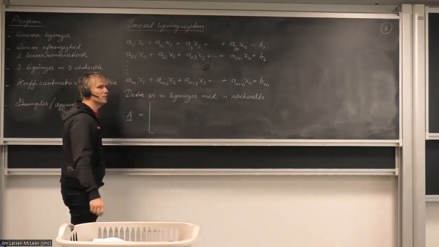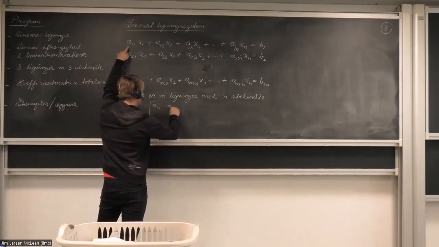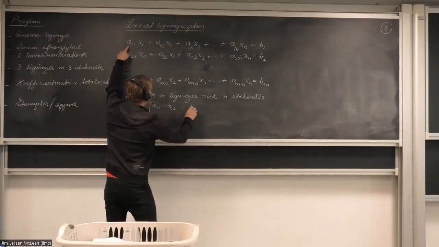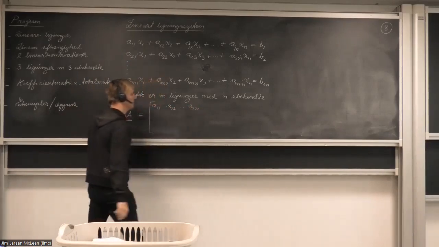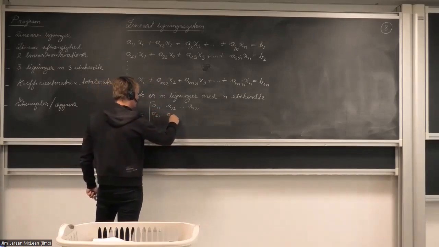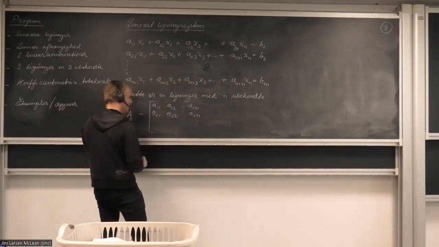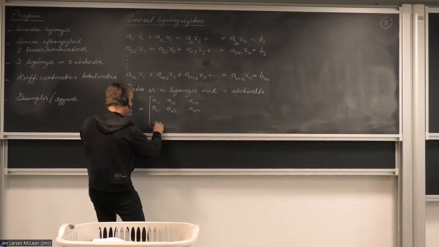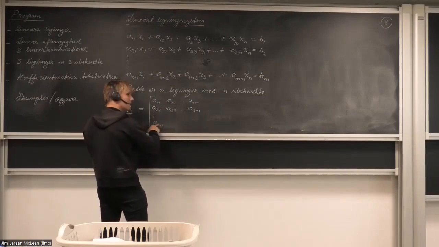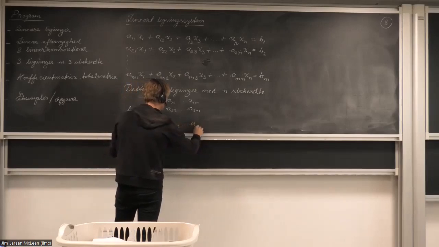And then we have to insert the coefficients: a1,1, a1,2, out to a1,n, as in Norway. And down here, a2,1, a2,2, out to a2,n, and then down that way, down to am1, because now I'm in the mth row. First column, mth row, and then am2 out to amn.